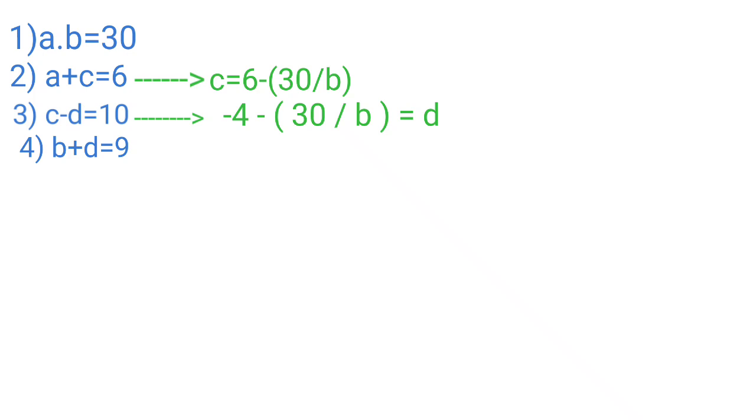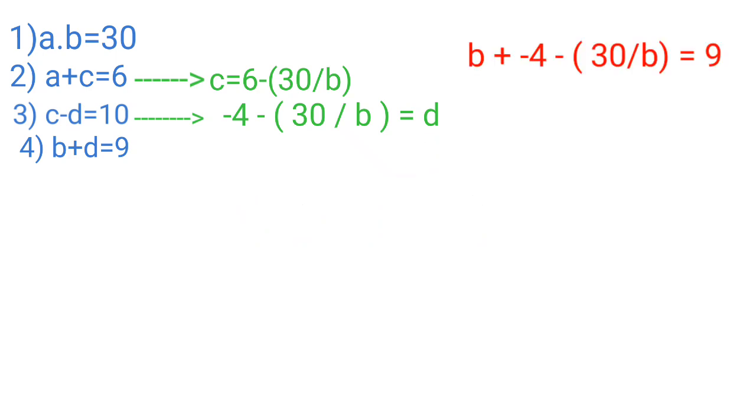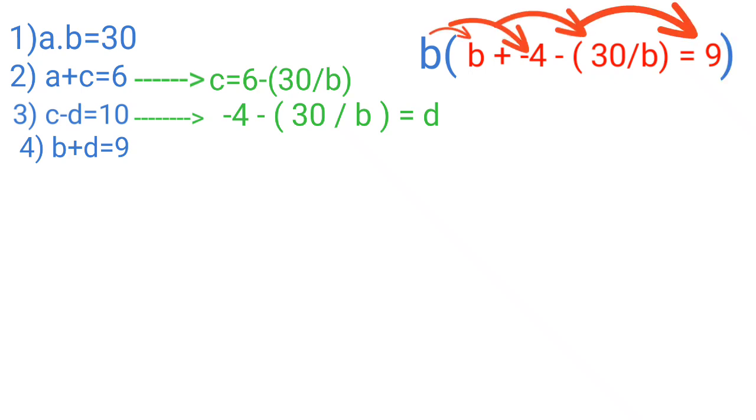So the fourth equation looks like this: b plus d, so instead of d we're going to write this here. So we have plus 4b, and minus 30 over b, and on the other side we have the 9. Now can you see that this is an equation where we only have one variable in here? So that means that we can solve this equation for b. Then we found our value for d.